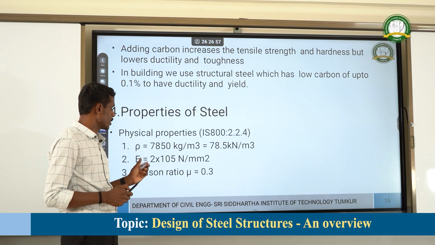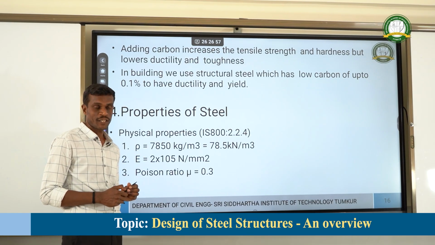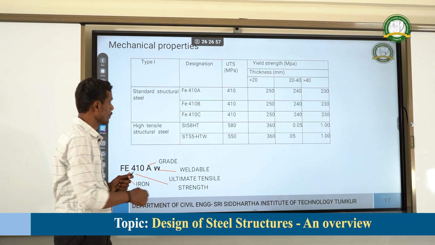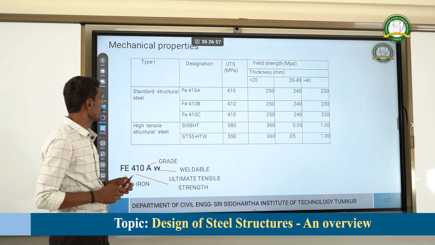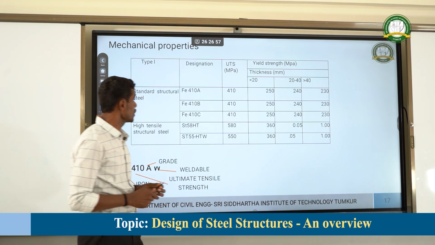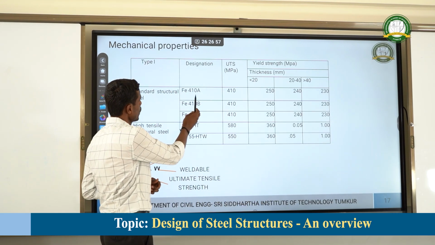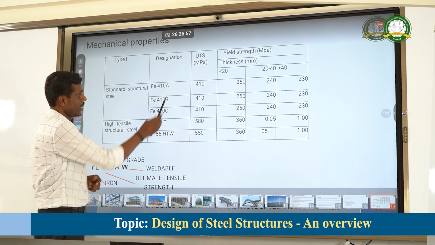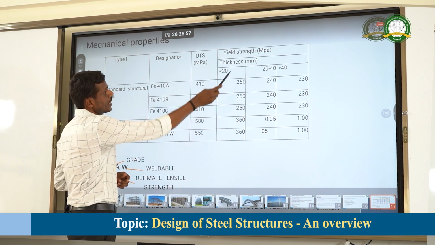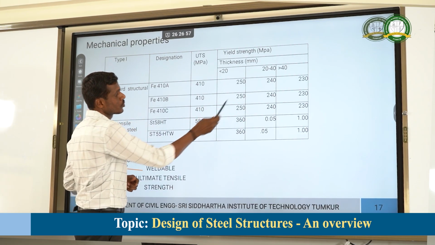E, that is the modulus of elasticity, is equal to 2 into 10 to the power of 5 Newton per millimeter square, and Poisson's ratio is taken as 0.03. So, mechanical properties: various grades of steel are available, that is Fe410. Here Fe means iron, 410 is the ultimate tensile strength, and here the yield strength is between 250, 240 and 230.